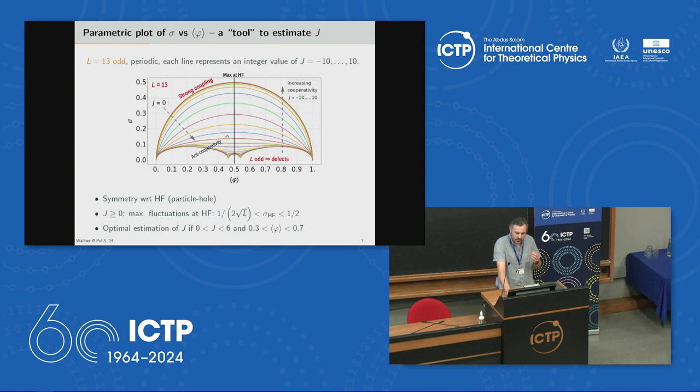So as you see, the standard deviation, the fluctuations, increase with J until all these lines collapse into one line with a clear maximum at half filling of 50% relative standard deviation. So here down below, the J zero line, which is the Hill-Langmuir case, you see a clear regime of anti-cooperativity with the signature of multiple minima. So if you were to search for an optimal estimation of J, you would like to be in a region where these lines are maximally spaced.